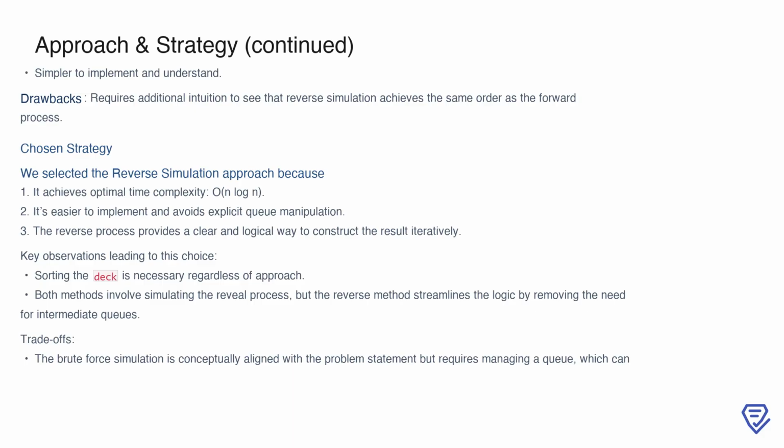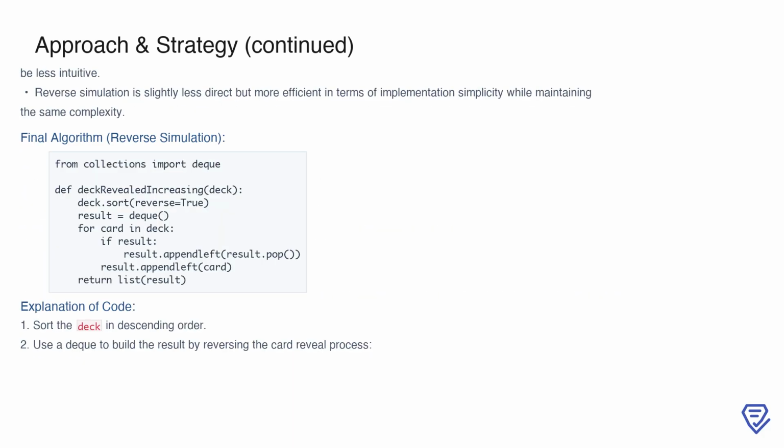Through careful observation, we noted that sorting the deck is a necessary step in both approaches, and while the brute force method aligns more directly with the problem statement, the reverse method offers a more streamlined solution. While the brute force simulation has the advantage of being conceptually aligned with the problem, managing the queue can make it less intuitive to implement. In contrast, the reverse simulation, though slightly less direct, simplifies the implementation while maintaining the same time complexity.